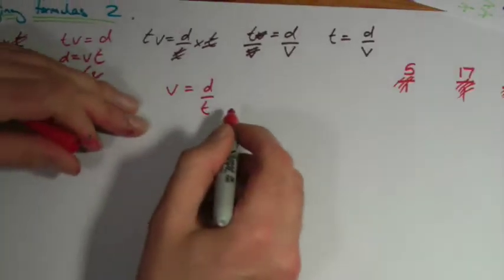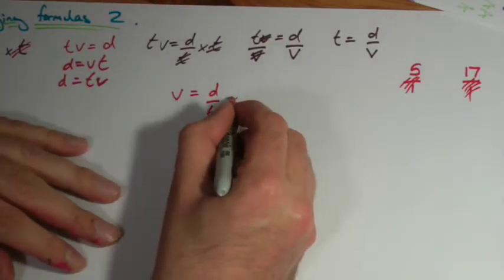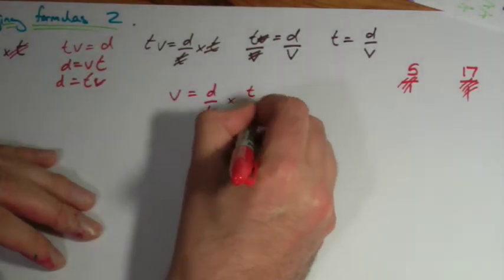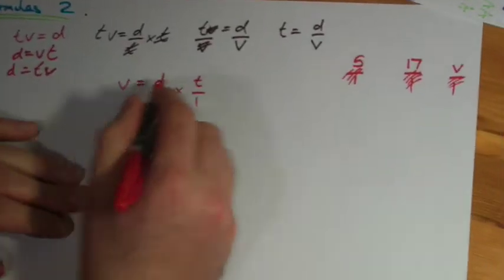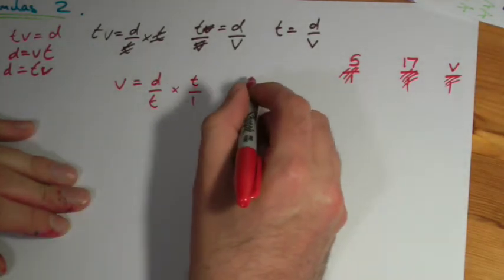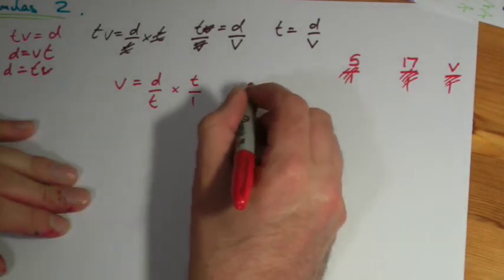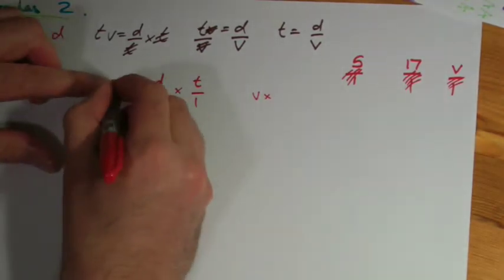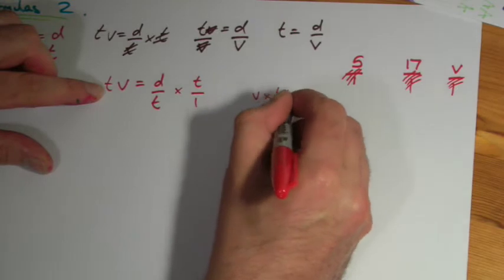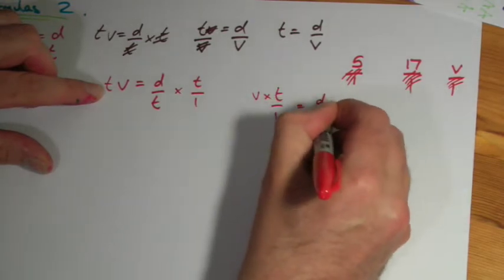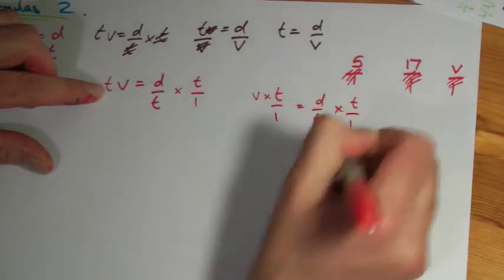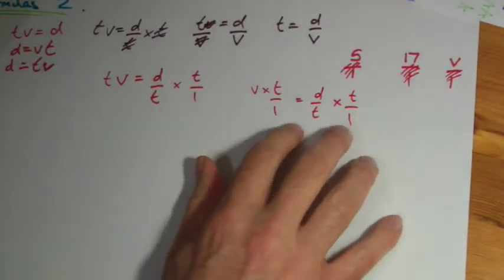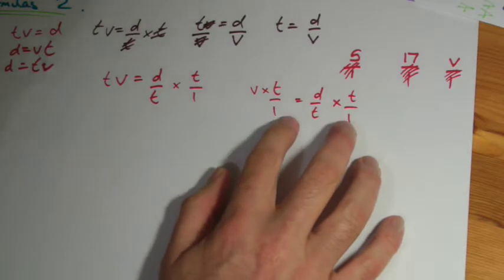So on here, where I said multiply it by t, I could write the whole thing out as a fraction. I could write it as t divided by 1. Or if I wanted to, I could write both sides out. So instead of writing it like that, I could say v times t over 1 equals d over t times t over 1. Now it starts to look really complicated and messy, but it's exactly the same thing. It's just I've put these 1s in that usually we ignore.